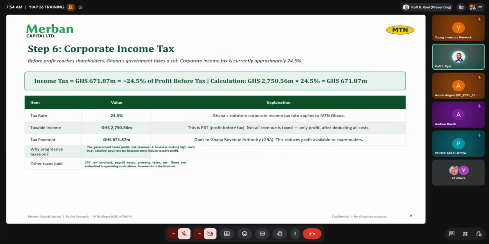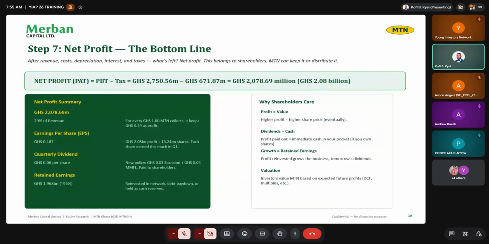Now we'll move on to the corporate income tax component. The corporate income tax rate in Ghana is around 25%, and MTN for that period paid 24.5%. Taxable income is 2.8 billion, and the tax amount is 671 million. So that is the tax component for MTN Ghana.